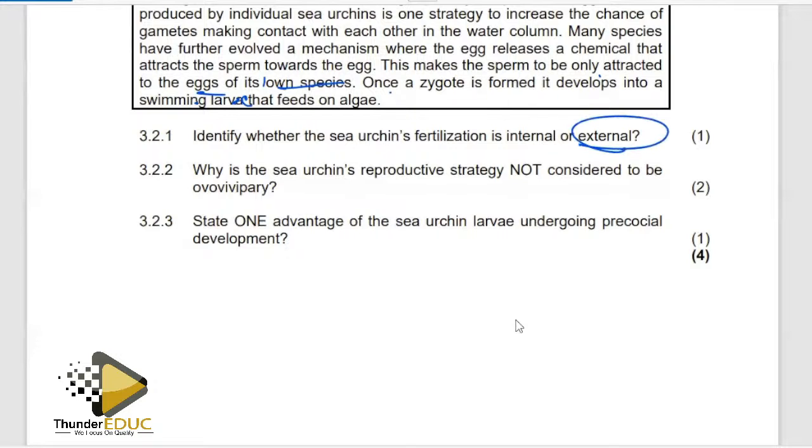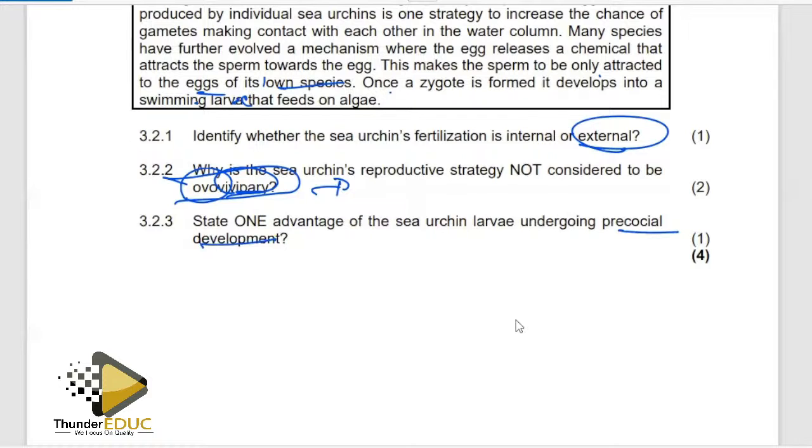Why is the sea urchin's reproductive strategy not considered to be ovoviviparous? Is because the development of the embryo is not happening inside the female's body. Yes, it's not inside the female's body. It is outside. Yes. State 1 advantage of sea urchins larvae undergoing precocial development.